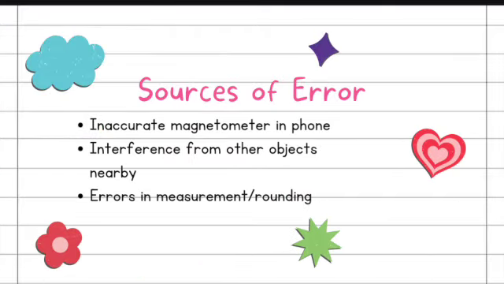Some possible sources of error include the magnetometer and the phone being inaccurate, interference from other objects or groups nearby, or errors in measurement or rounding.